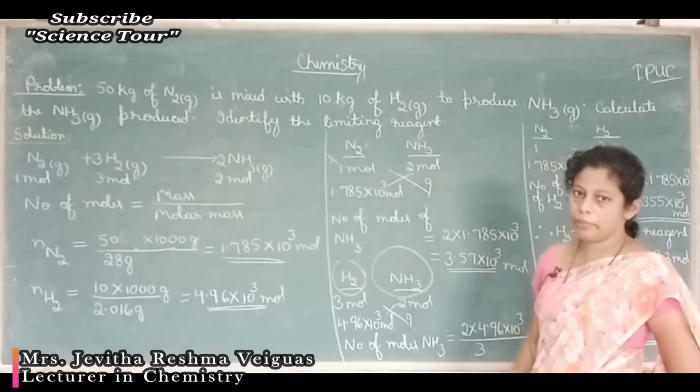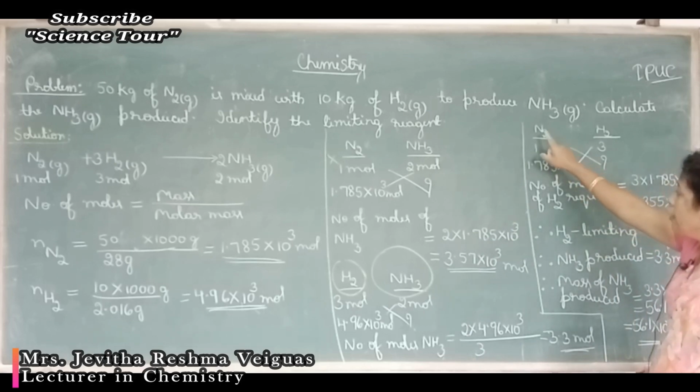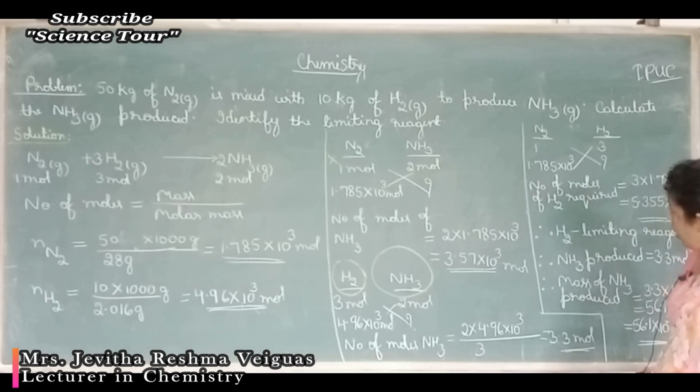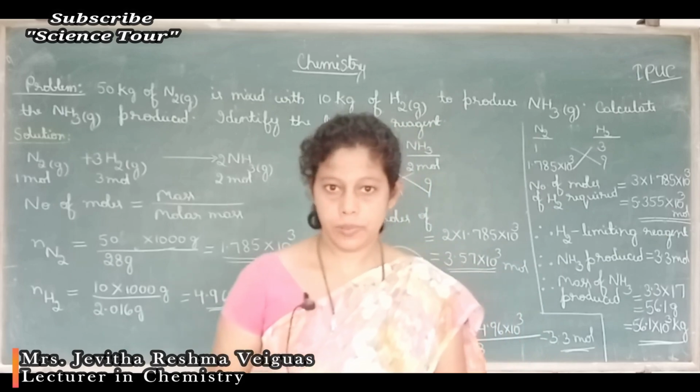Now find which is the limiting reagent. How will you find the limiting reagent? Relate the reactants and find which is the limiting reagent. Based on the limiting reagent, find the amount of the product. That is how we have to solve the limiting reagent problems.